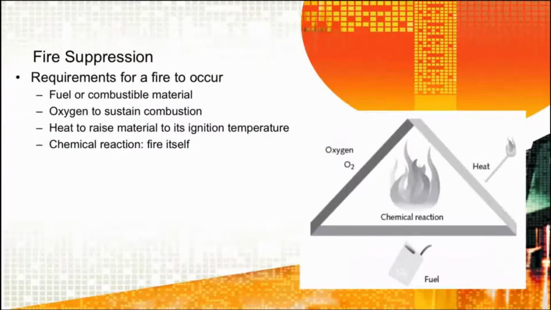So, for fire suppression, remember there are just four key elements when it comes to fire. For a fire to occur: fuel or combustible material, oxygen to sustain that combustion, heat to raise the material to an ignition temperature, and then the chemical reaction. That's the fire itself.